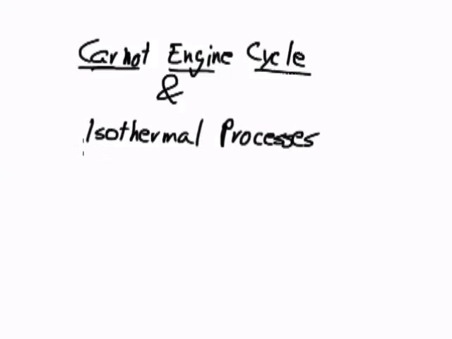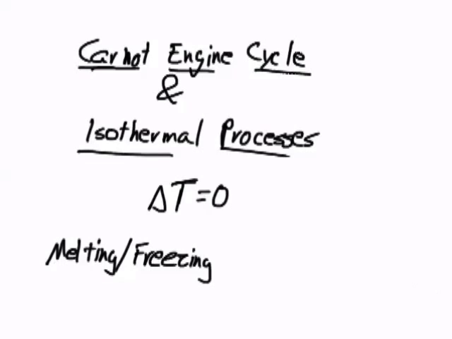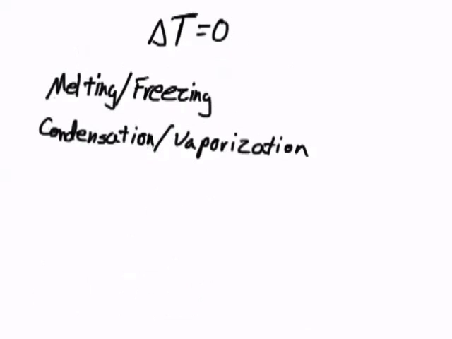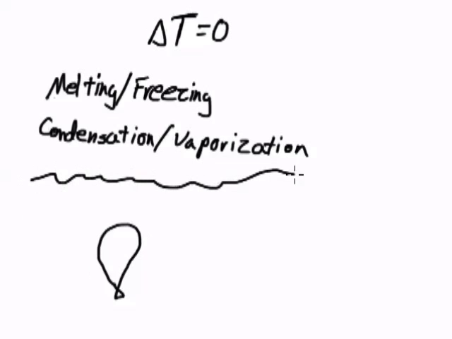But before I begin talking about the Carnot engine cycle, I'm going to talk about isothermal processes. These are processes where delta T is equal to 0. There's no change in temperature in these processes. There are only a couple of examples that I can think of myself. There's melting and freezing, condensation and vaporization. And then there's one other one, where you have a balloon or an air bubble floating up to the surface of water.